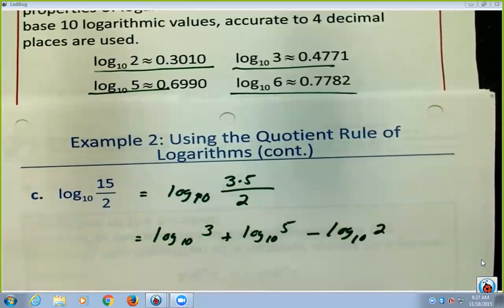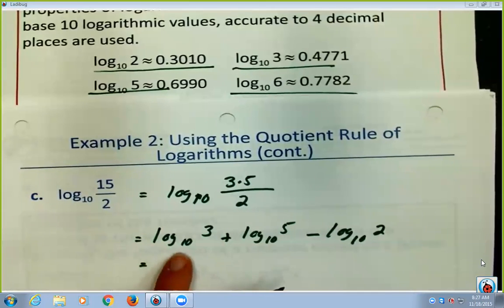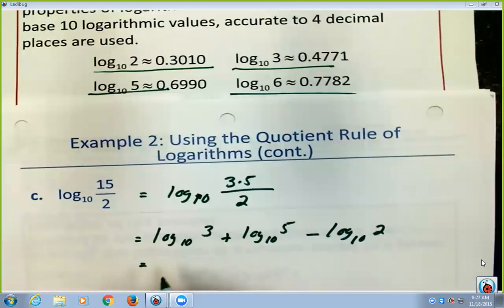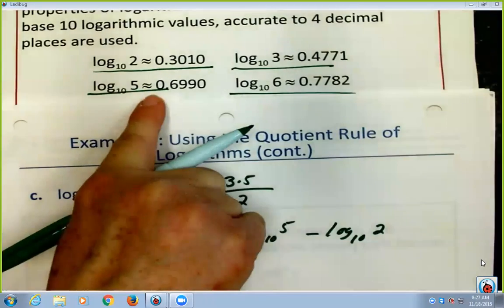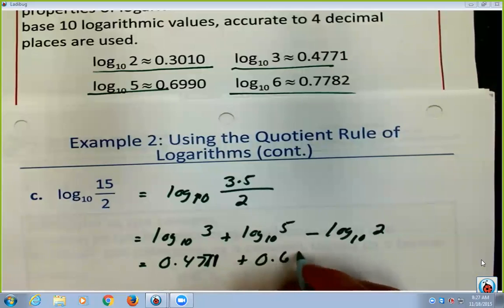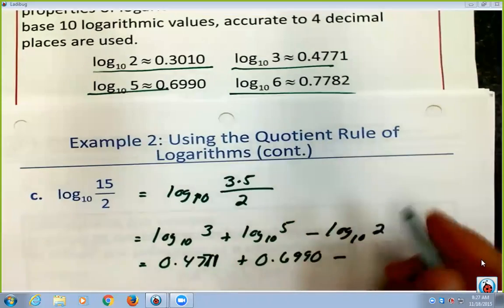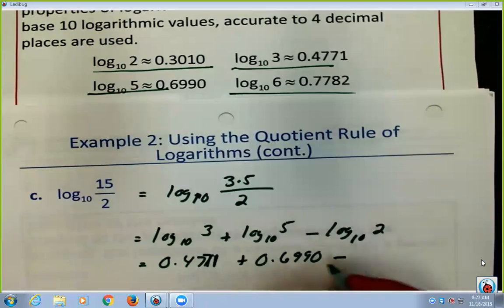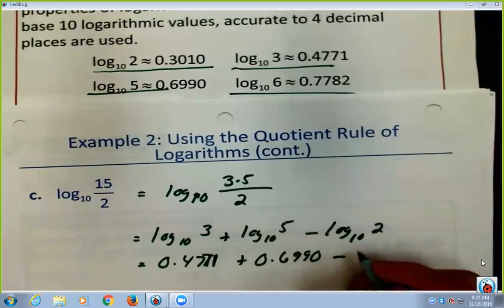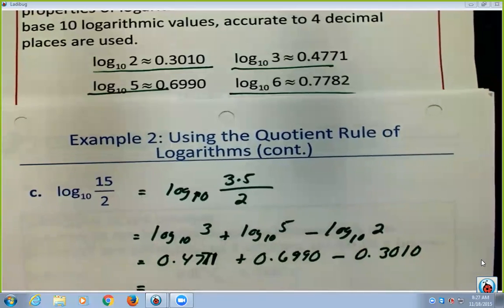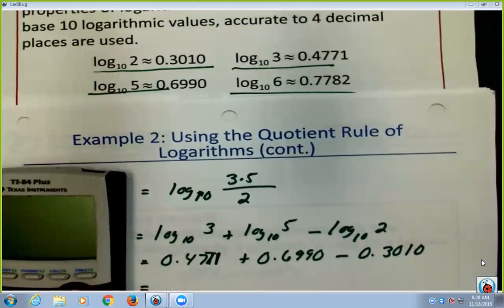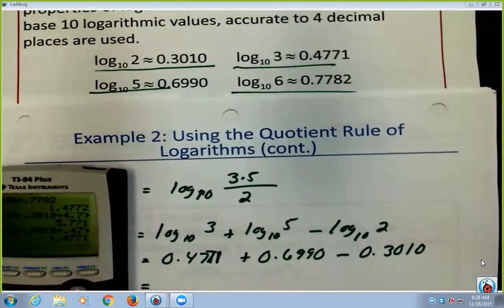We good? What are you guys thinking? Making sense? Hopefully. So then, what happens here is I replace it with what it's equal to. So 0.4771 plus 0.6990 minus the 5, or minus the 2, get the right one here, 0.3010, and stick all those on my calculator, and we should end up with what our value happens to be.